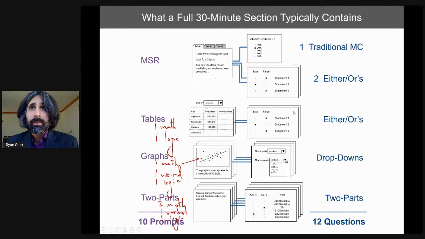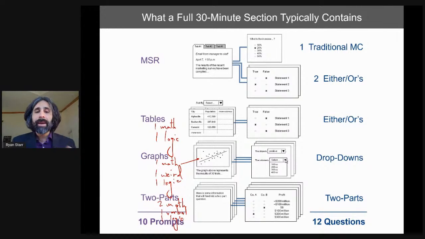Mahesh, great question. There is no possibility of switching the orders of these sections on the EA. On the EA, order is fixed. Unlike on the GMAT, where you can select your order if you're taking it in person, not if you're taking it online. On the EA, order is totally fixed in place. All right, there you go.